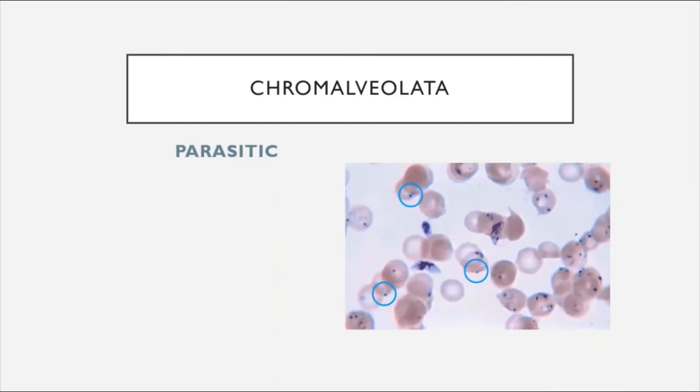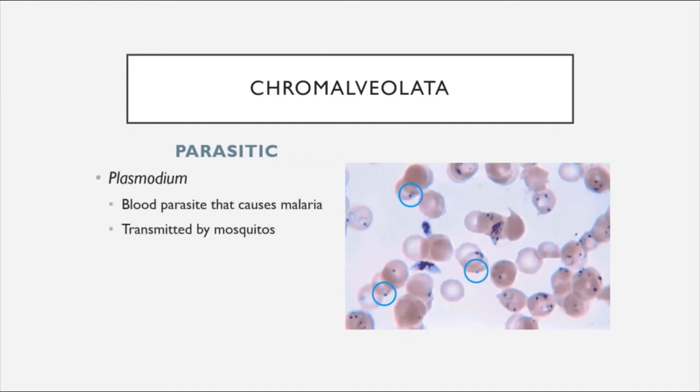Some of the more noteworthy parasitic members of Chromalveolata are Plasmodium. This genus is the genus that causes the disease malaria, which is a disease that affects hundreds of millions of people around the world. So Plasmodium is a very significant human parasite. Specifically, it is a parasite of the blood.